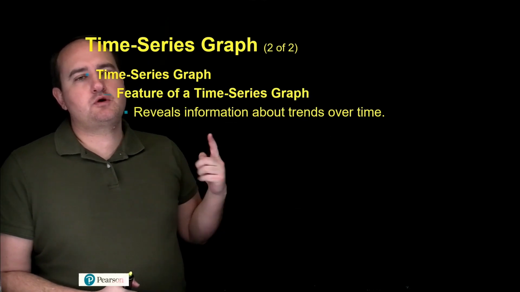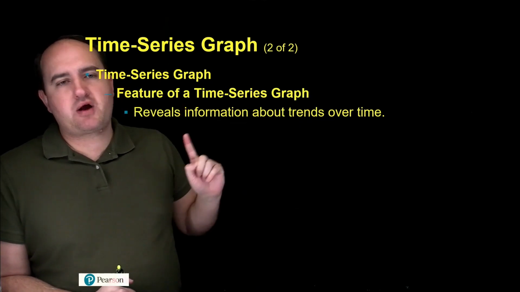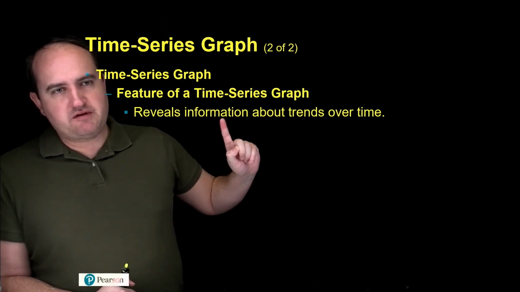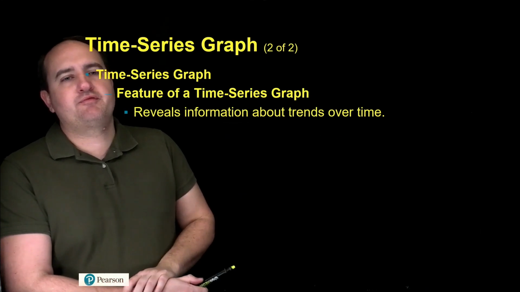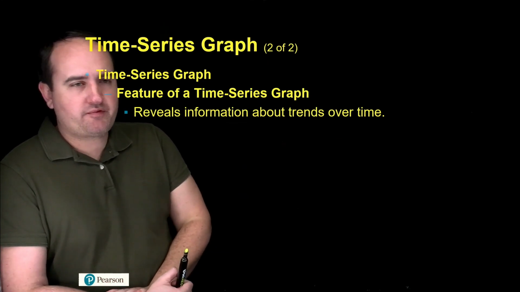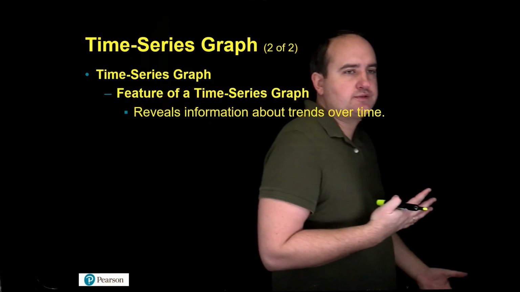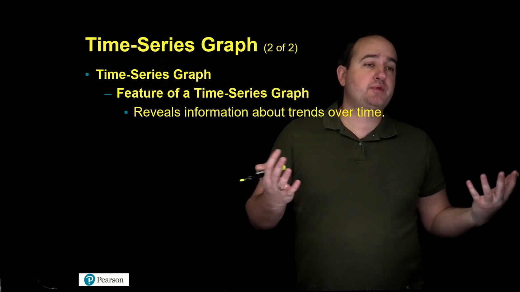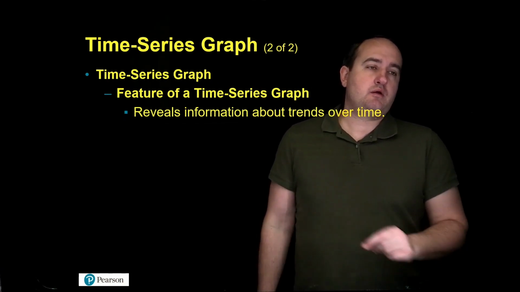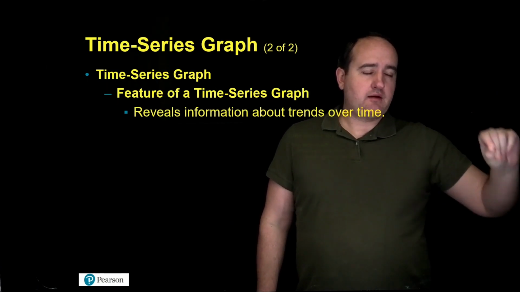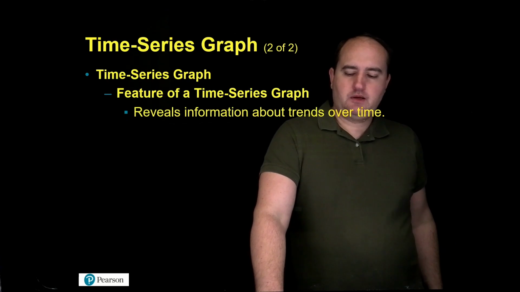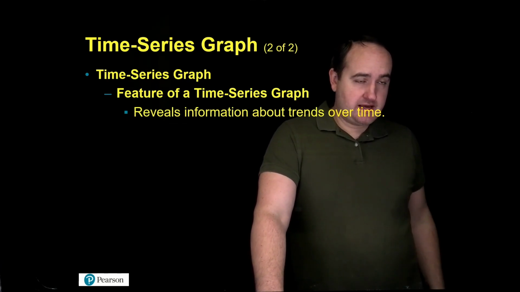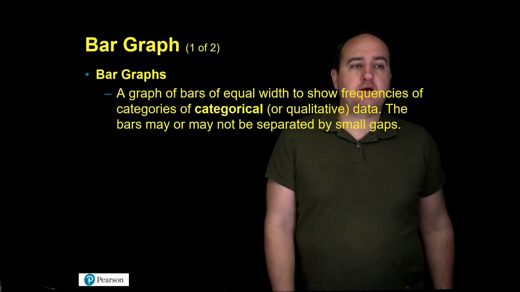Okay, so what's so good about a time series graph is primarily just that it reveals information about trends over time. So it's a very special type of graph, but it is also a type of graph that enlightens, because it shows us something. It helps us understand what is going on with our data over time. Okay? All right. Next type of graph is a bar graph.